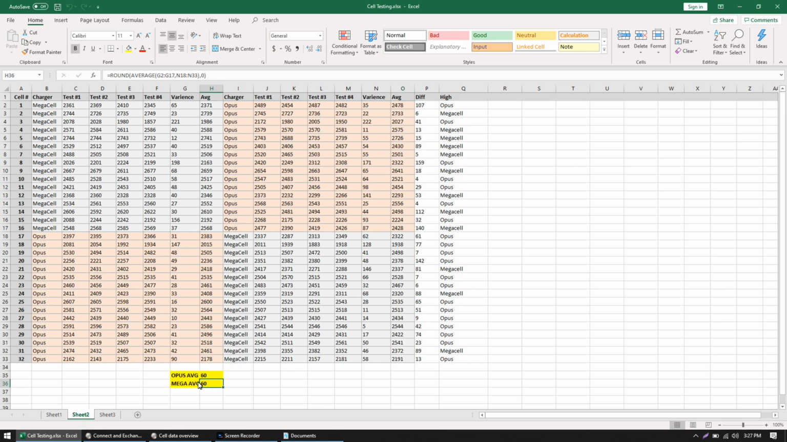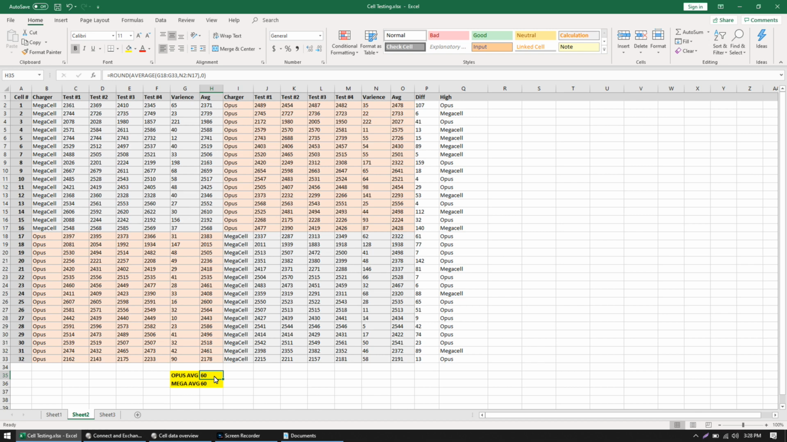On sheet 2 here, you'll see I added the average variance of the Opus and the average variance of the MegaCell. So what I did was I just took the average variance of all 32 calculations for each Opus and MegaCell charger. Interestingly enough, the Opus and the MegaCell came out exactly the same, not even a milliamp hour difference, with an average variance of 60 milliamp hours.